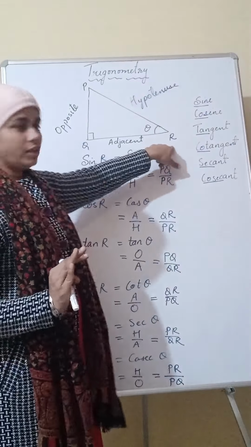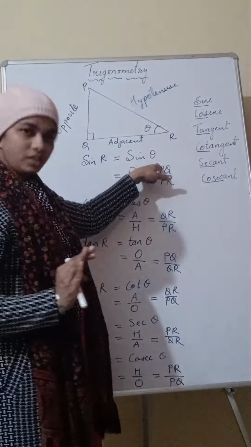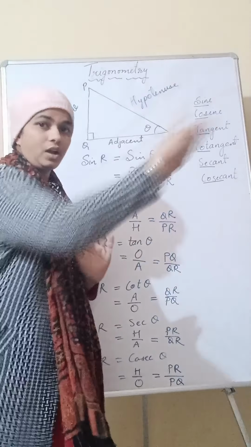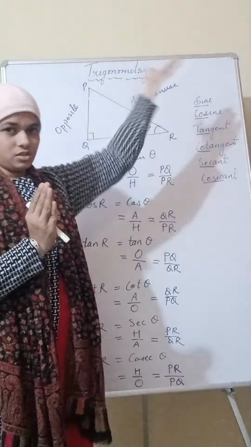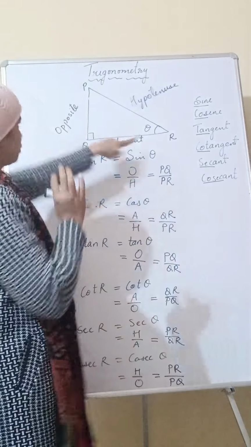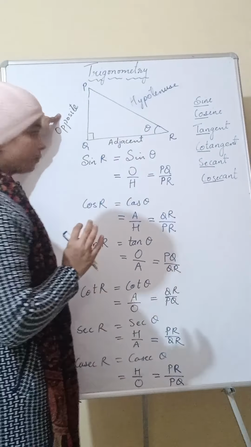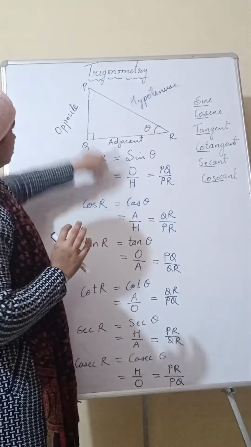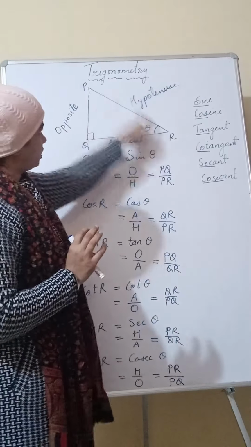Sine of R, we can also write that as sine of theta. And sine of theta is always defined as opposite, सामने का opposite upon hypotenuse जो अपना 90 डिग्री के सामने है. Okay, so opposite side is this. Okay, and hypotenuse is this. So opposite upon hypotenuse, so opposite is PQ upon PR.